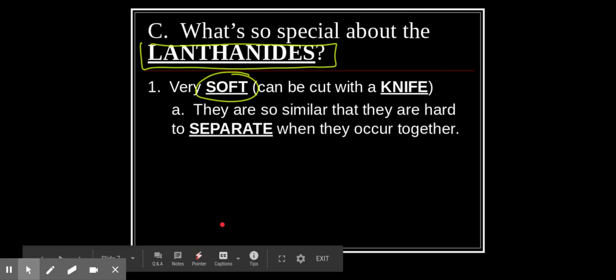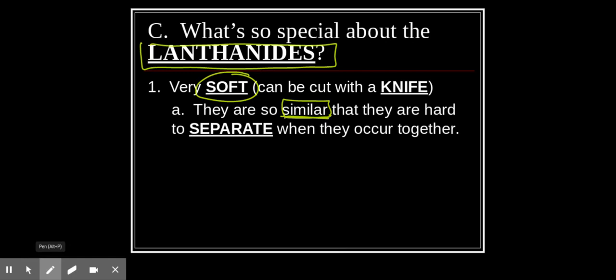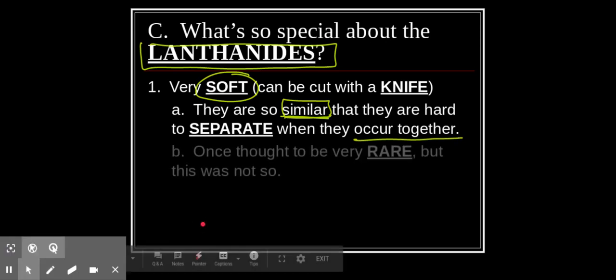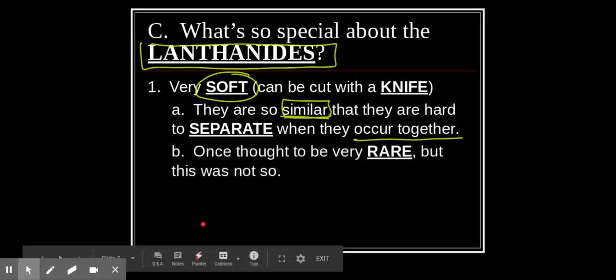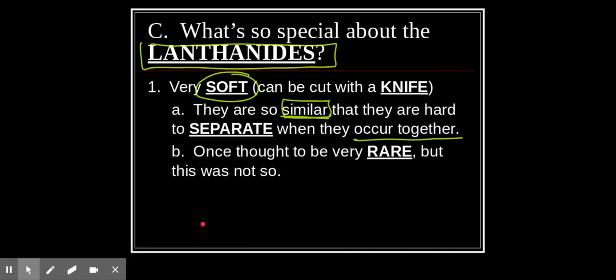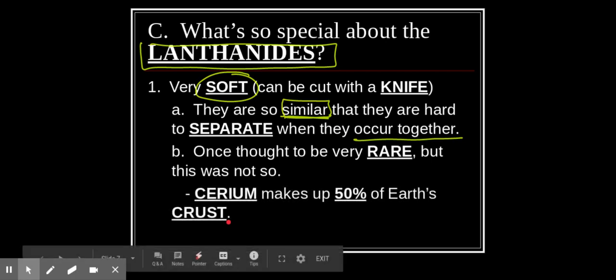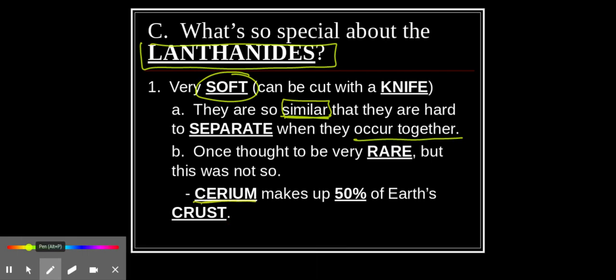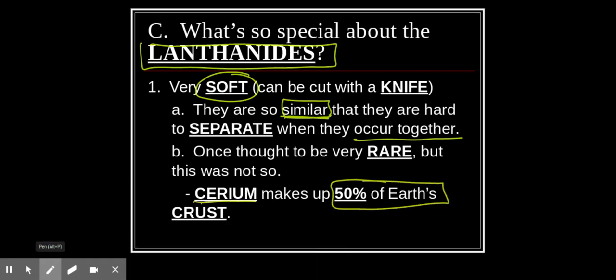They are also extremely similar to each other. They're so similar, in fact, that it's really, really hard to get them to separate, and they occur often together. This actually led back when they first discovered them for scientists to believe that they were extremely rare. They were actually at one time called the rare earth metals. Now we know that's actually not true, and they're actually a lot more common than we originally thought. For example, cerium here is believed to make up almost half of the Earth's crust.